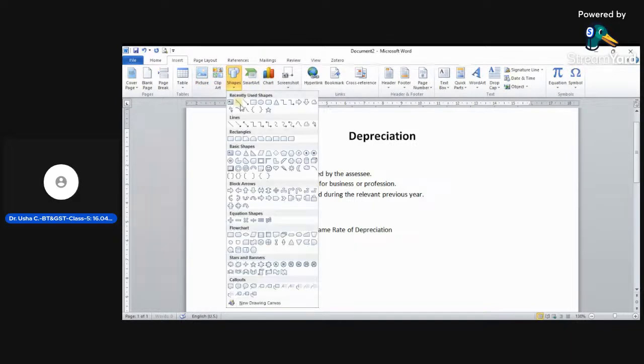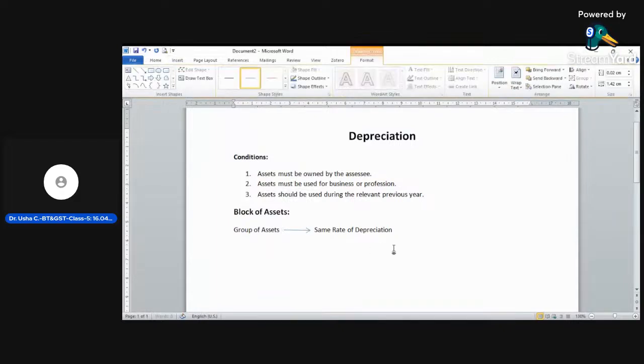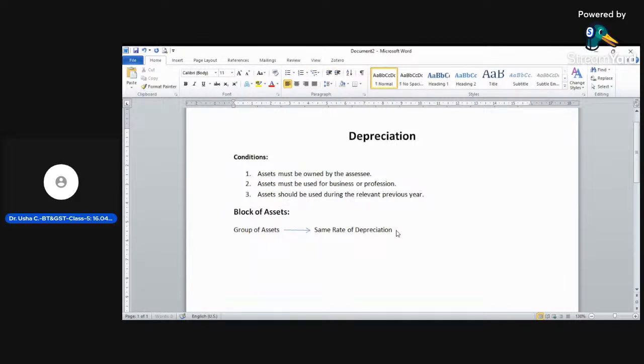Take an example here. For example, building. Different rates of depreciation will be charged for building. As per the Income Tax Act of 1961, for calculating the rate of depreciation, the block of assets has been classified into 10 categories. What are the block of assets classified into 10 categories? First one is building.